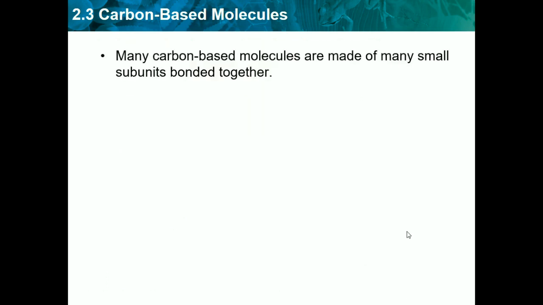Many carbon-based molecules are made of many small subunits bonded together. Most things are made of many other things. It's just like any other thing, it's built up of smaller things. So monomers are the individual subunits. They're the smallest part. They're the building blocks.